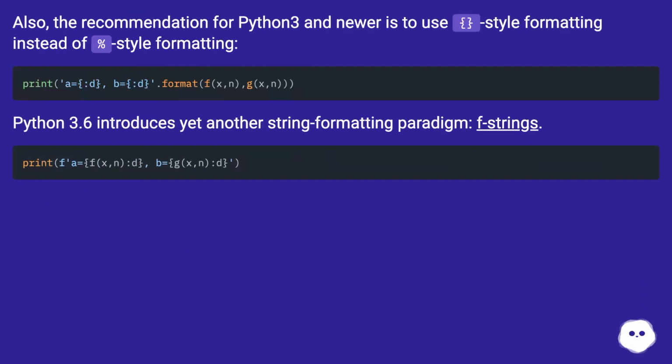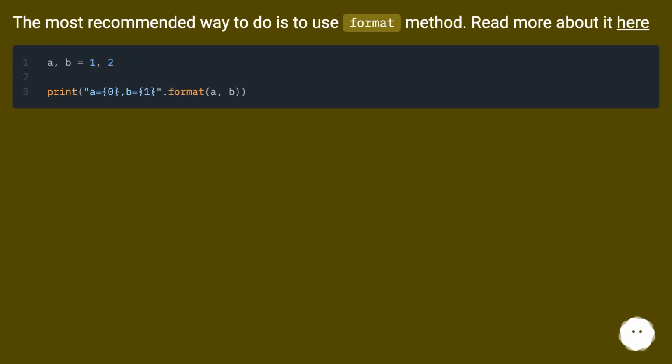Also, the recommendation for Python 3 and newer is to use str.format style formatting instead of % style formatting. Python 3.6 introduces yet another string formatting paradigm, f-strings. The most recommended way to do it is to use the format method. Read more about it here.